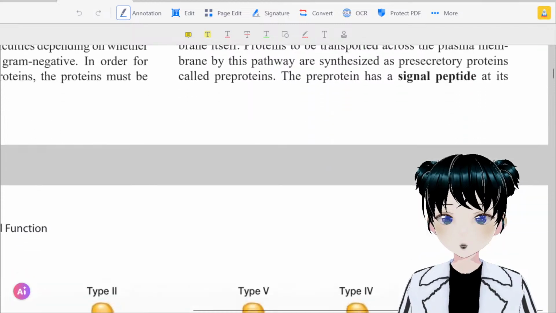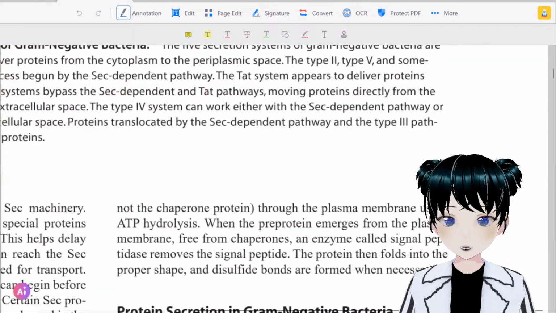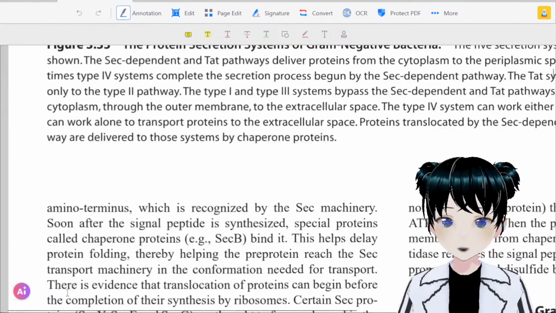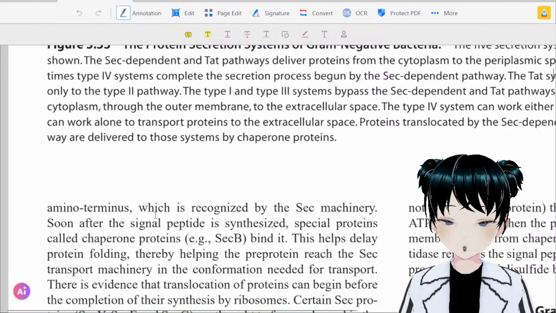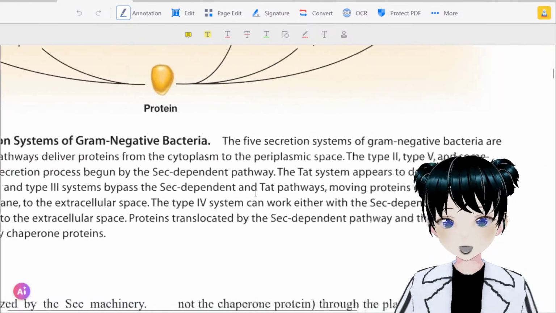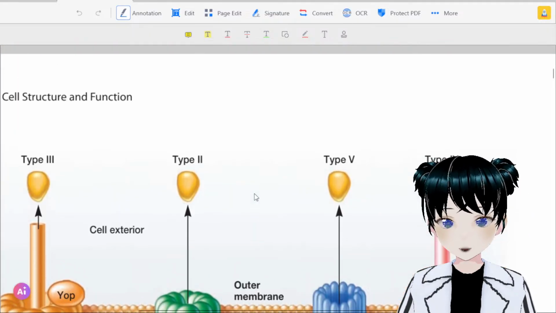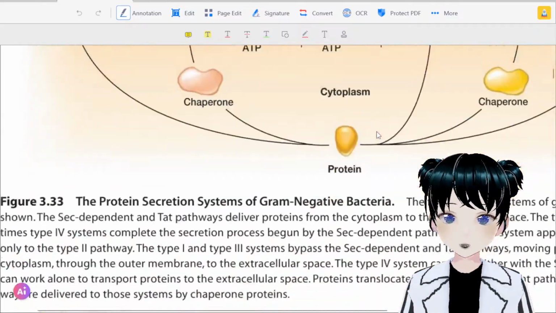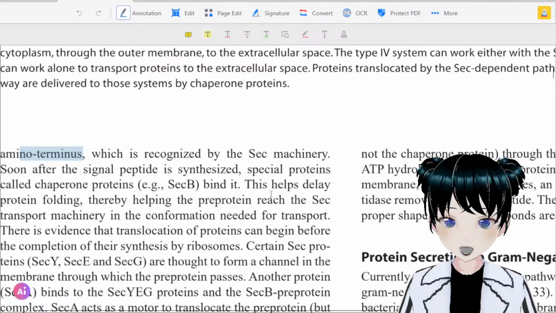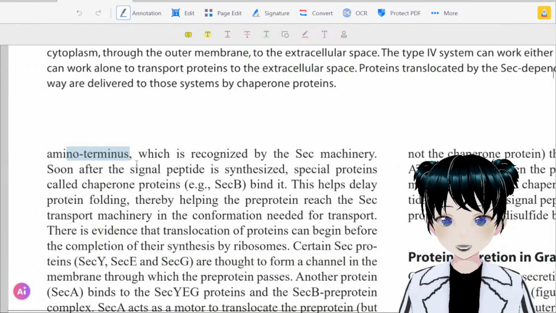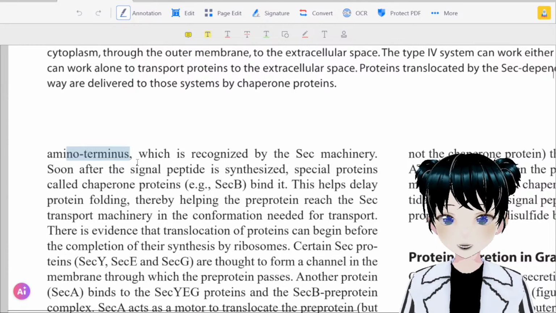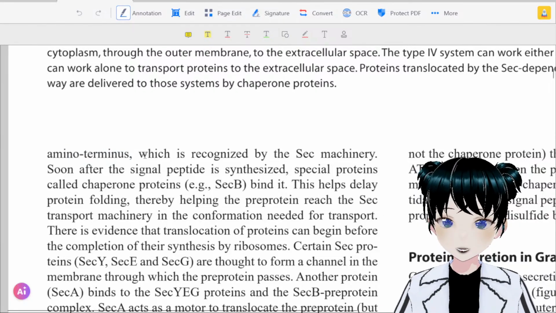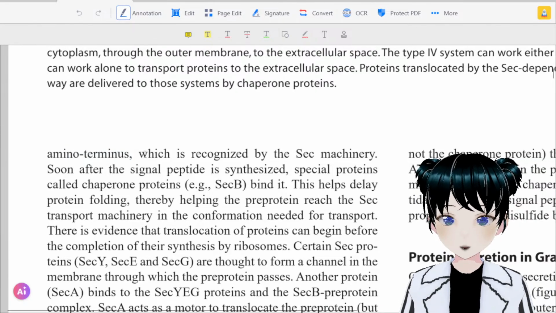The protein has a signal peptide. Guys, we all talked about this. They are saying that this signal is attached to the sec pathway at the amino terminus. Maybe in the sec-dependent pathway the attachment is on the N terminus, and in the TAT pathway it is on the C terminus. By the way, C means COOH, which is recognized by the sec machinery.